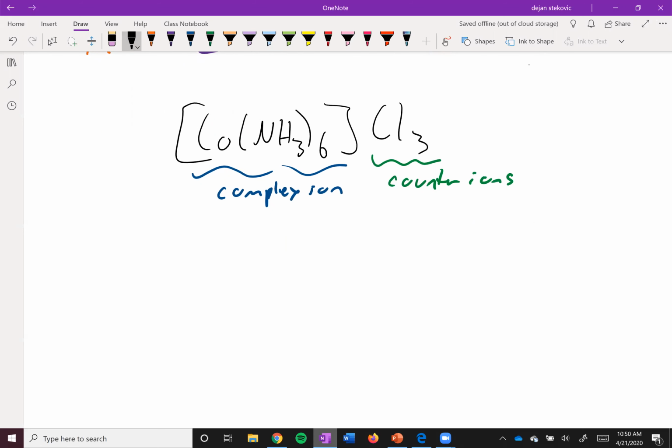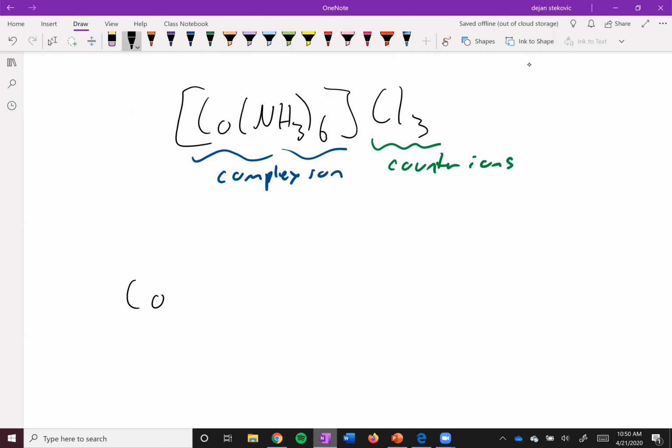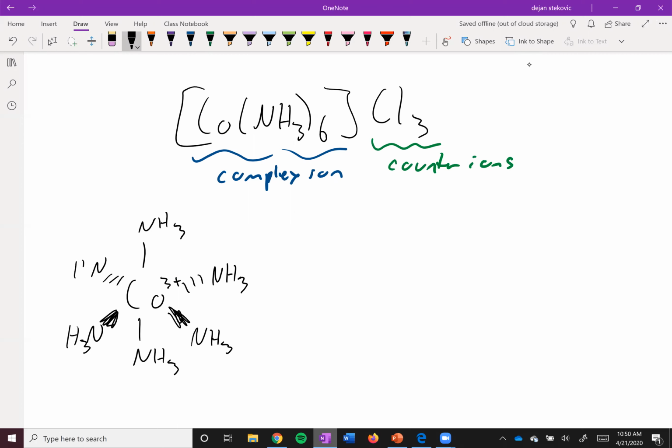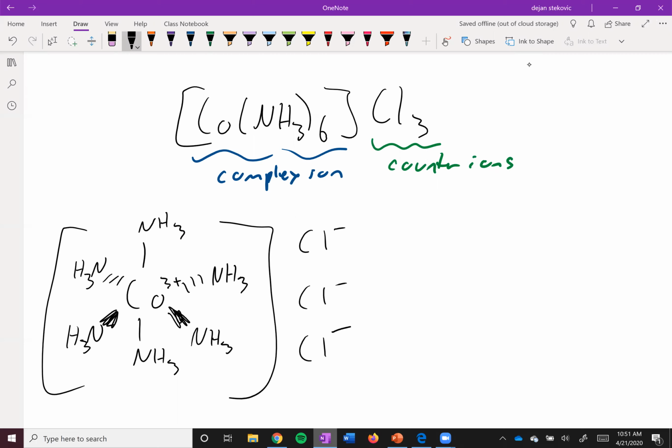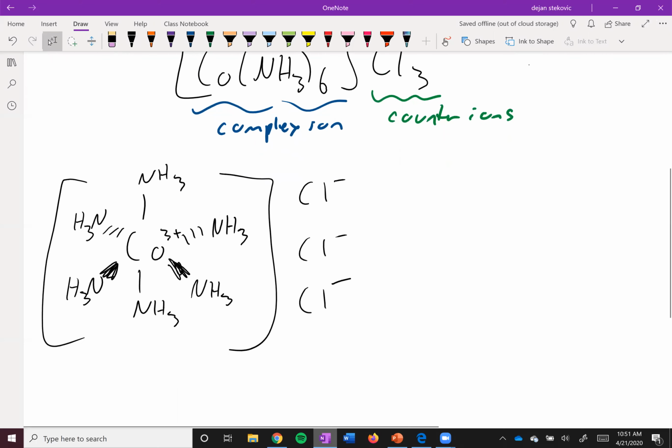So if you were to think about what this molecule would actually look like, you'd have a cobalt 3+ in the center, and then 6 amines in this octahedral shape. And that's your actual complex ion. And then you have 3 chlorides just kind of floating around in this outer sphere just to charge balance.